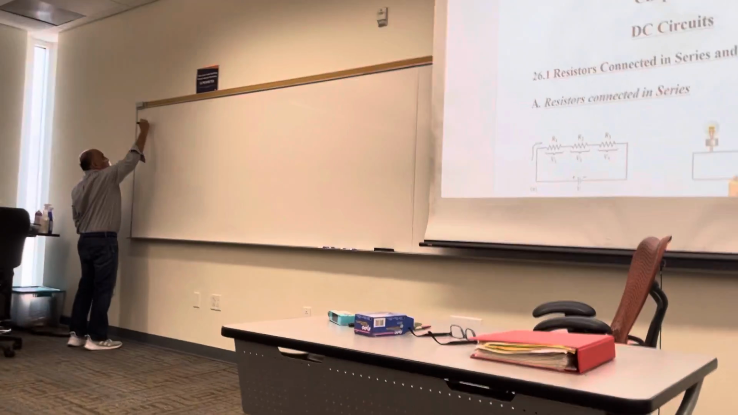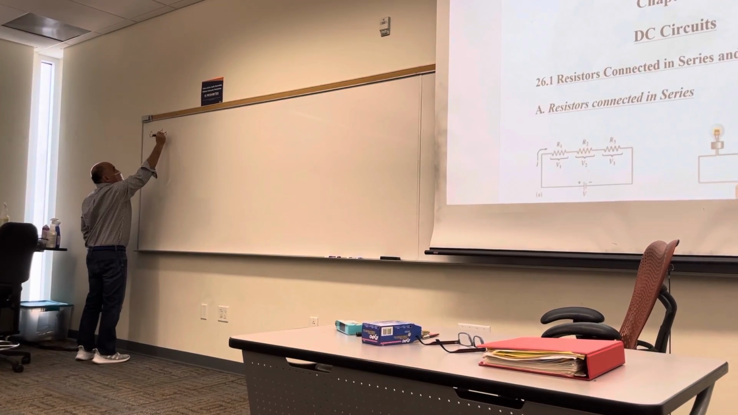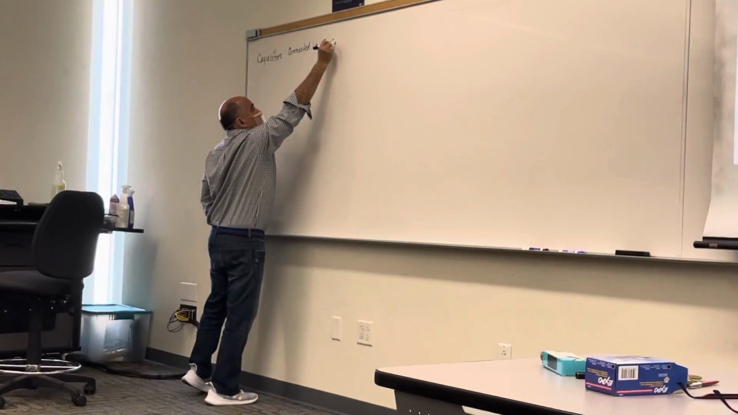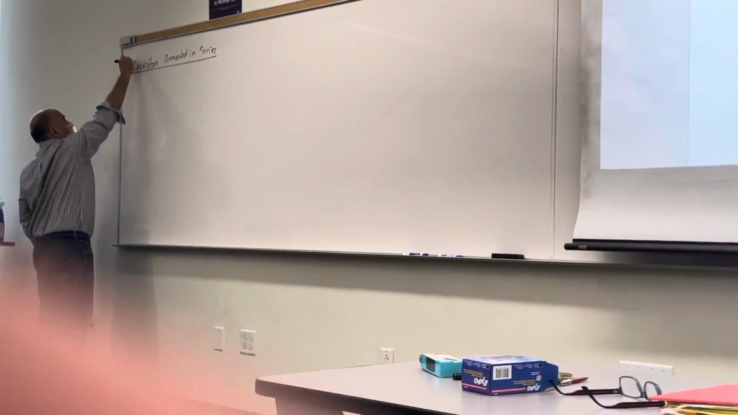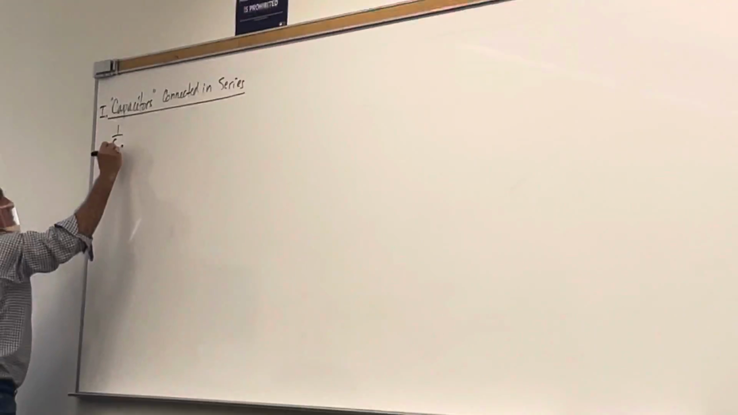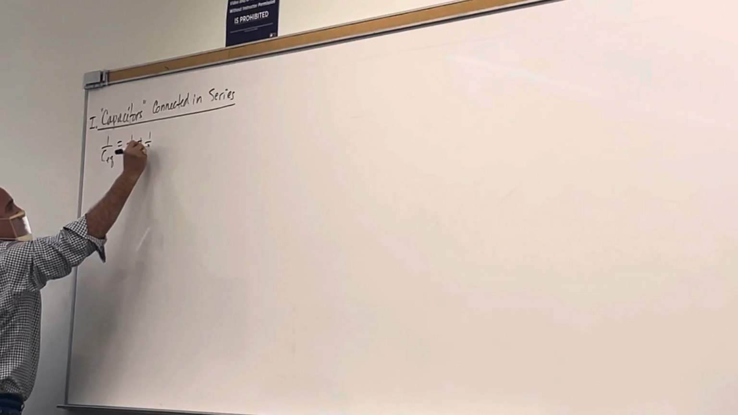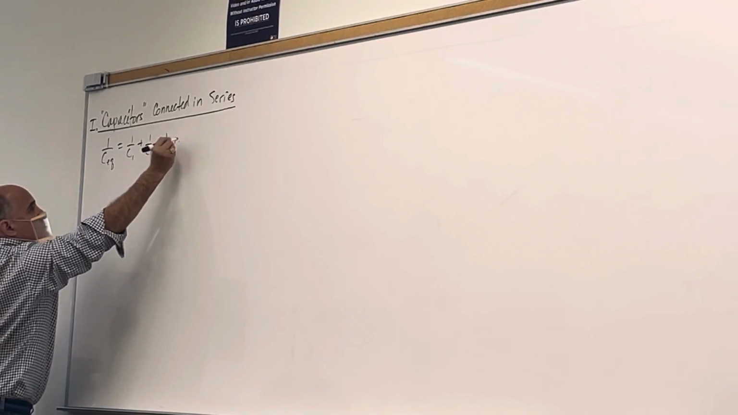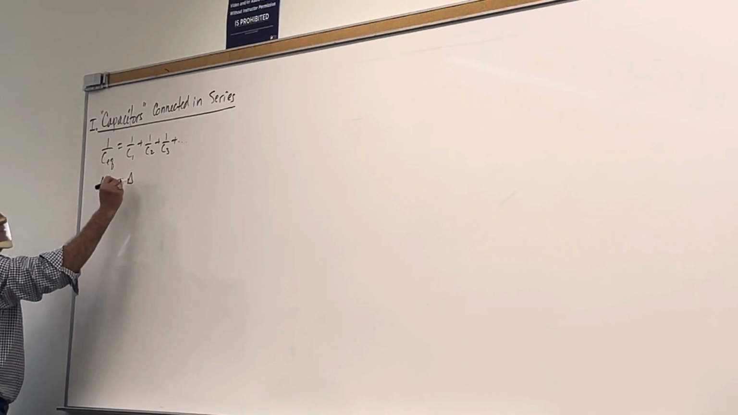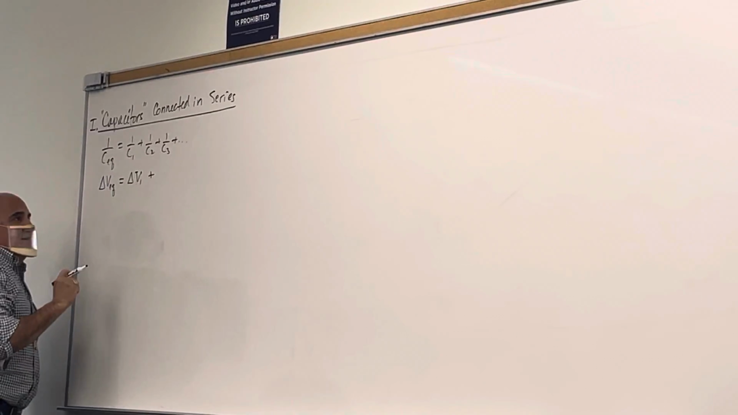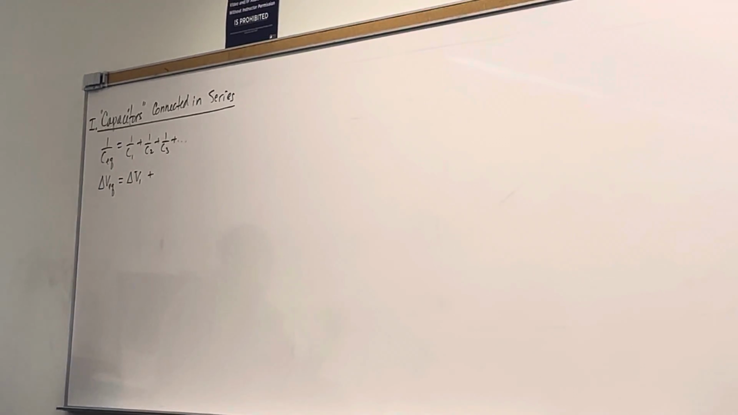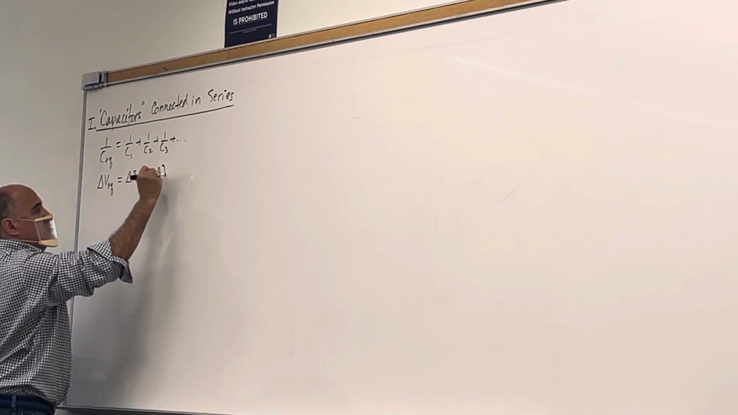So we had that for capacitors connected in series, right? We had 1 over C equivalent equals 1 over C1 plus 1 over C2 plus 1 over C3 plus so on. We said that the voltage across the capacitor that is equivalent to the circuit containing capacitors connected in series is equal to the sum of the voltages across the individual capacitors.